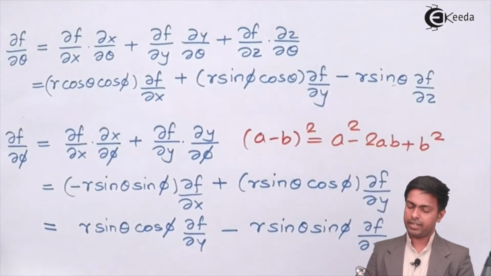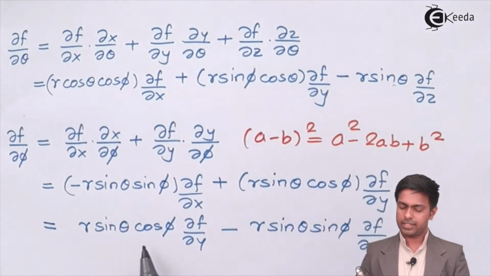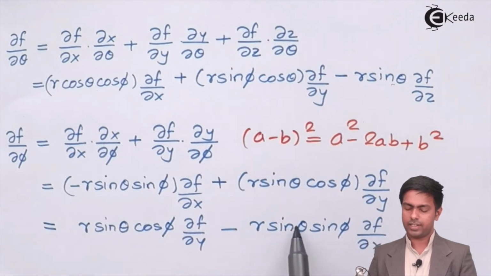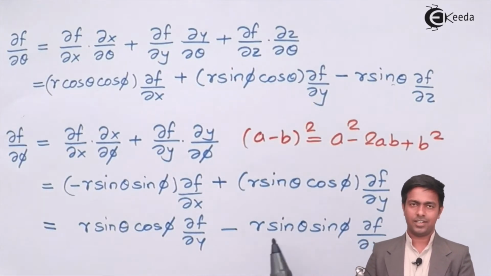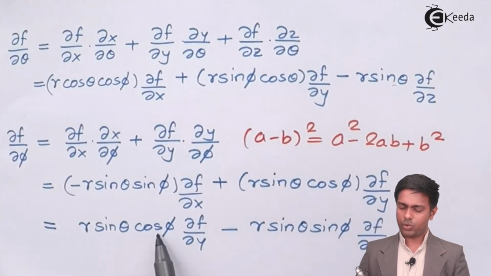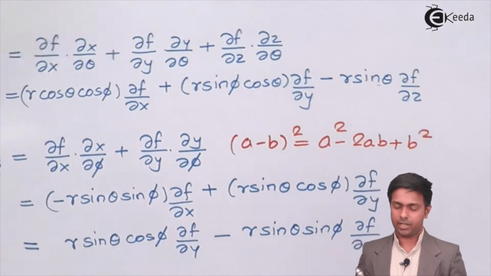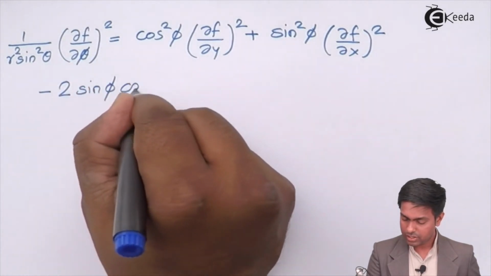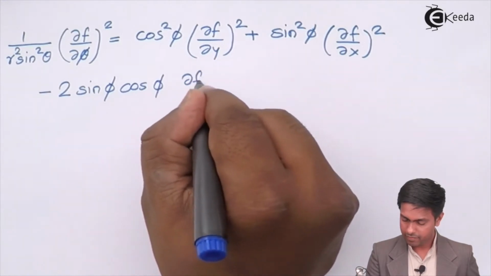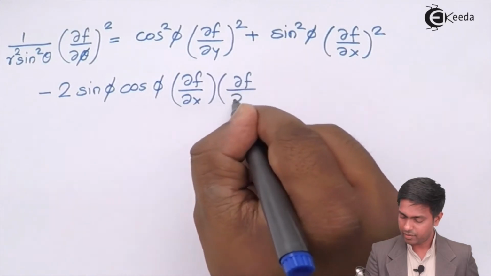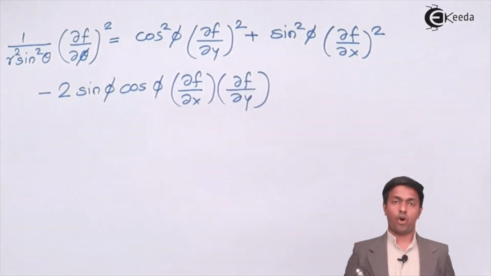And in the end we will get negative 2 into ab. So this is b. If we multiply these two terms, we'll get r square sin square theta, which will be cancelled with the outside r square sin square theta, then sin phi into cos phi, and also 2, and then del f by del y, del f by del x. So here I'll write down, negative 2 sin phi cos phi del f by del x into del f by del y. So guys, we got all the values.